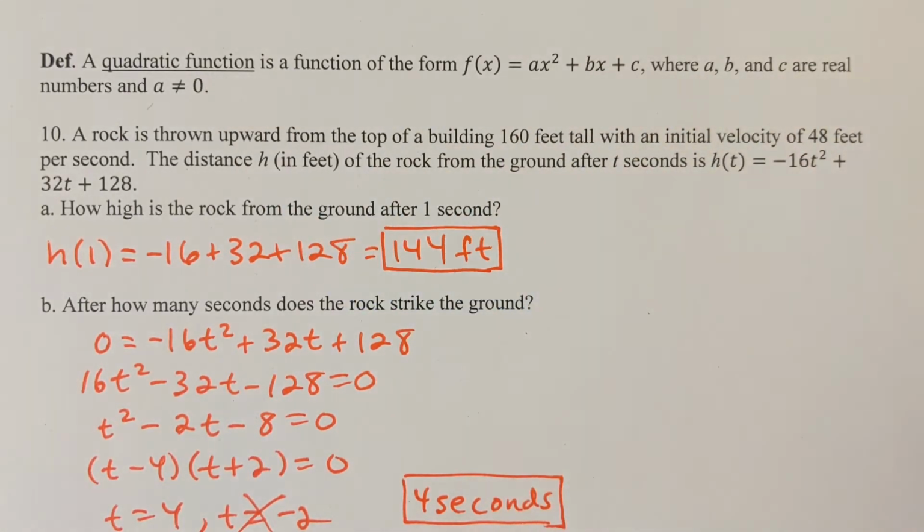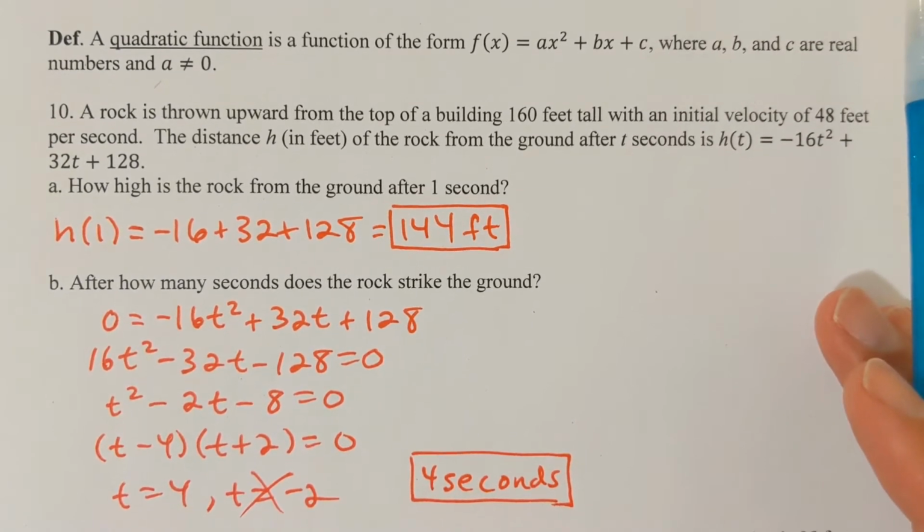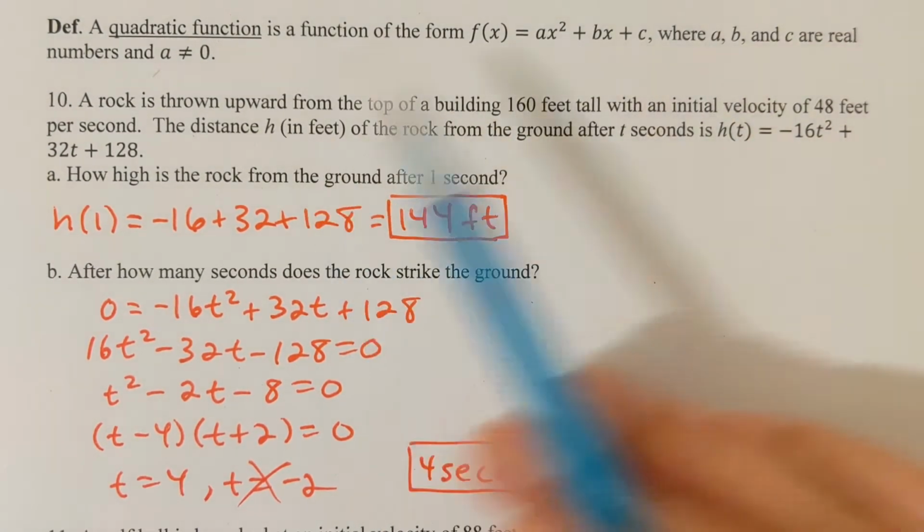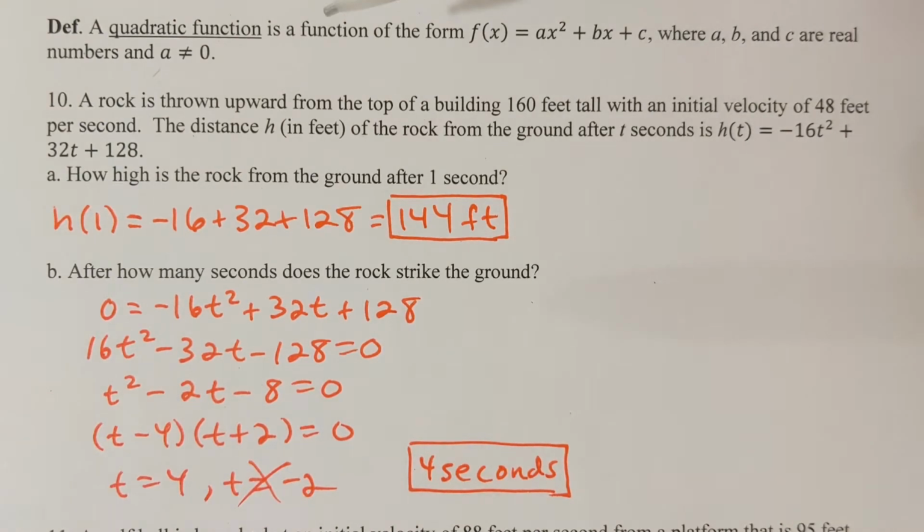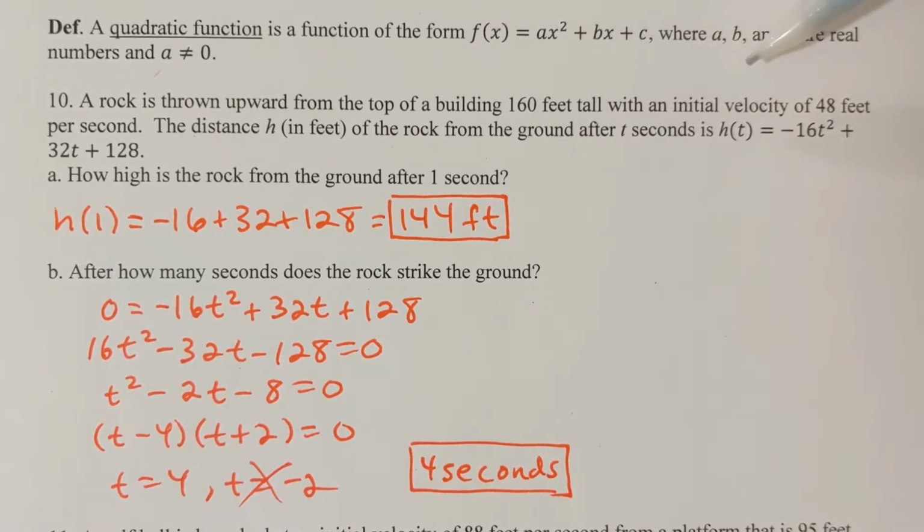a can't be 0. Okay, there's a couple of problems at the end of this section where you're going to be working with a quadratic function. So let's take a look at problem 10 here. It says that a rock is thrown upward from the top of a building that is 160 feet tall with an initial velocity of 48 feet per second.